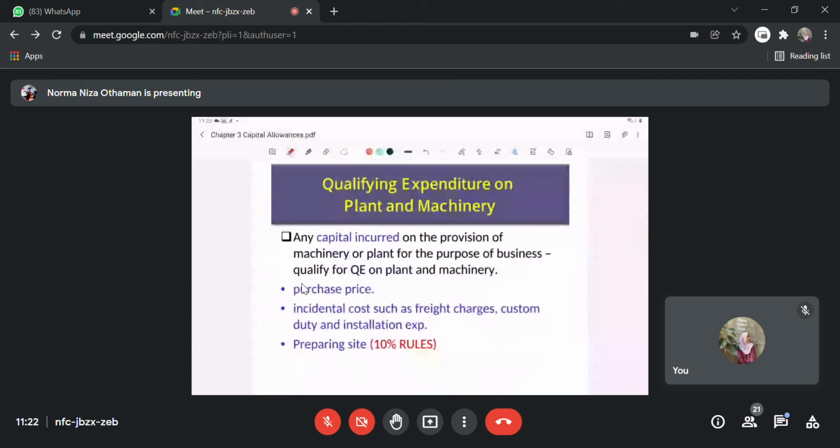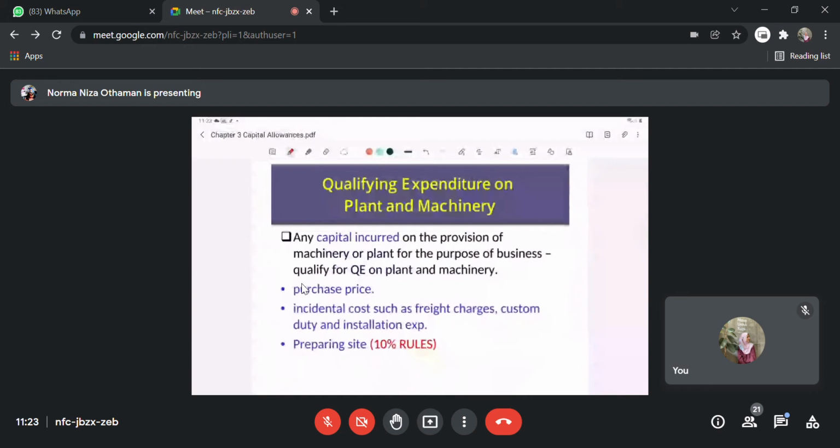Okay, so salah satu benda yang penting lagi, motor vehicles, kenderaan pun adalah plant. Sebab kita kata tadi plant and machinery is an apparatus. Okay, kelengkapan. So termasuklah mesin, motor vehicles. Okay, itu semua adalah under plant and machinery.